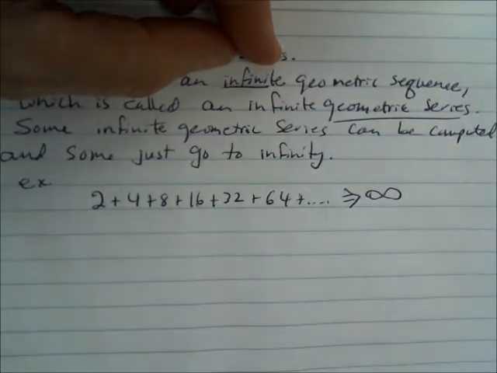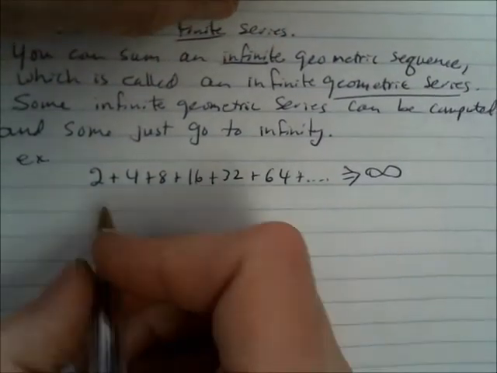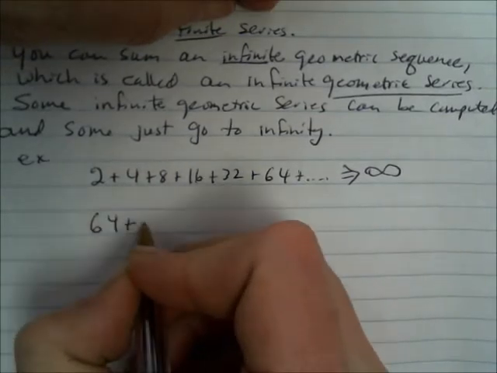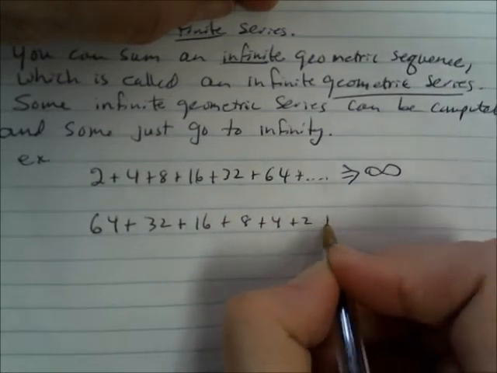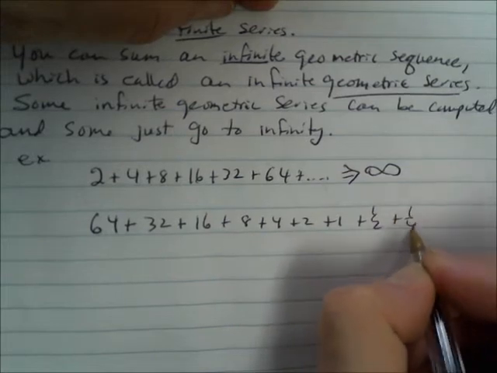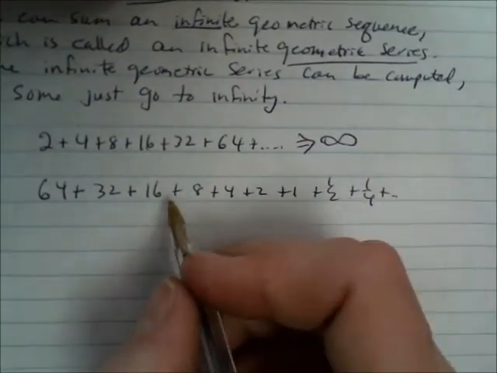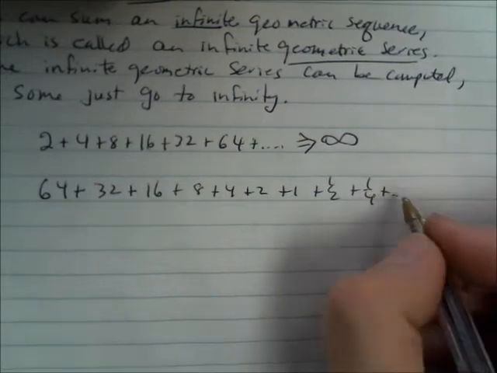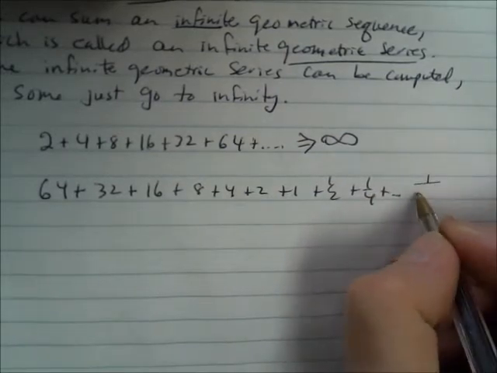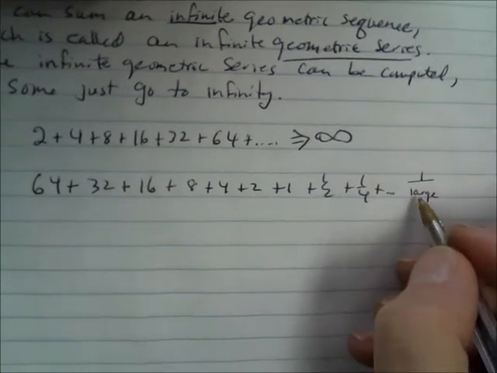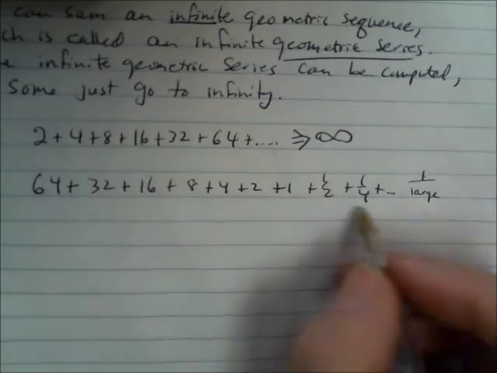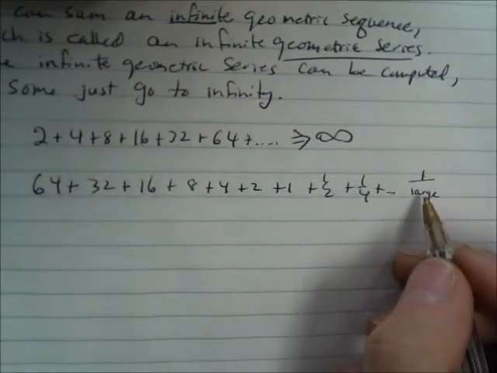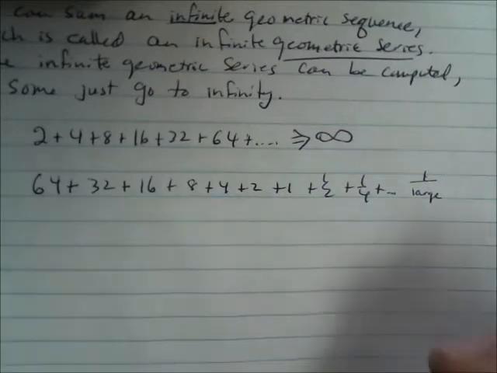But if you have the opposite geometric series, which is 64 plus 32 plus 16 plus 8 plus 4 plus 2 plus 1 plus 1/2 plus 1/4, and on and on and on. You can see that these numbers get smaller and smaller, and eventually, if you go all the way out to infinity, you'll get 1 over a very large number, and you can almost imagine that this is like 1 over infinity, which is actually equal to 0. So this theoretically will end at some point, and you can add up all of these numbers, and they actually will reach a certain finite number.